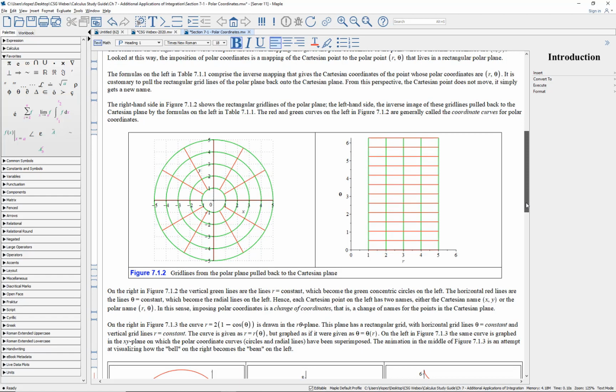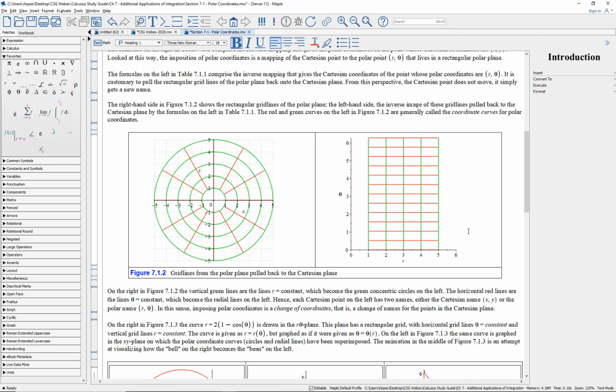Now, here's a pair of figures that you don't see in a typical calculus book. This is the one you see: the grid lines of the polar plane pulled back onto the Cartesian plane. So you have the radial lines and the concentric circles. But those are the inverse images of coordinate lines which are rectangular in an r theta plane.